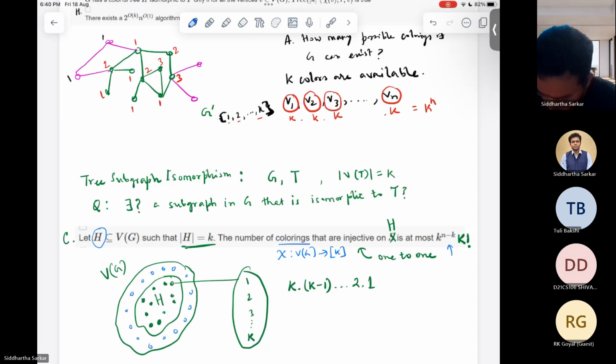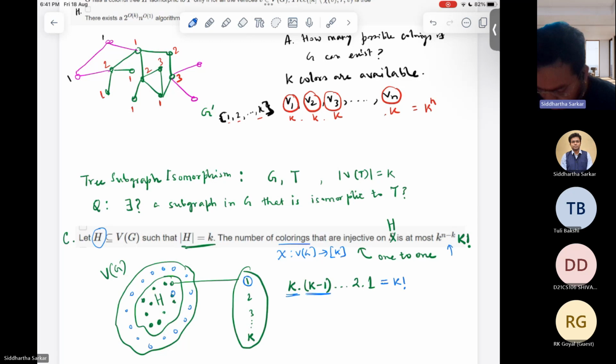So for the vertices of H, as you have rightly observed, if you consider the first vertex of H, then there are k possible choices of colors for the first vertex. And then the one color is taken for the first vertex, and that color cannot be assigned to any other vertex in H. So then you look at the second vertex in H. For the second vertex, you have one less color at your disposal. So that way, for the vertices of H, you will have a total of k factorial ways of coloring.